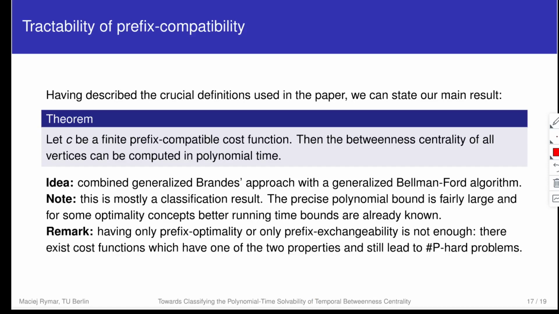But on the other hand, one property that we have is that taking out one part of prefix compatibility does not lead to polynomial time computability. So we have shown that there exist cost functions which have just one of the two properties, and they still lead to sharp P hard problems. So hopefully this kind of justifies our definition of prefix compatibility.